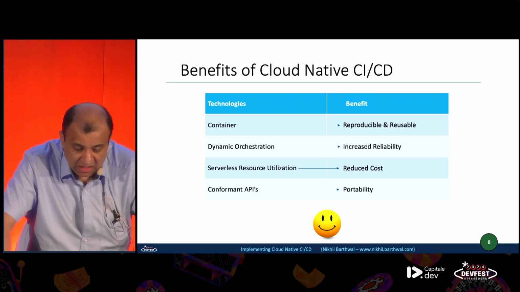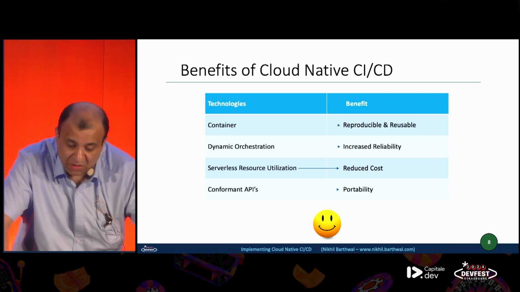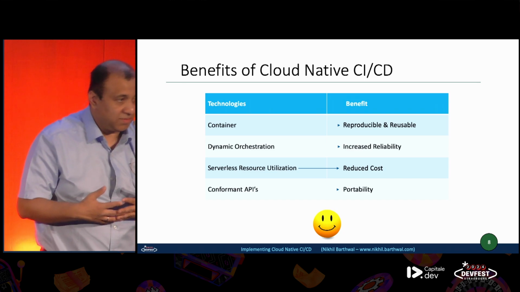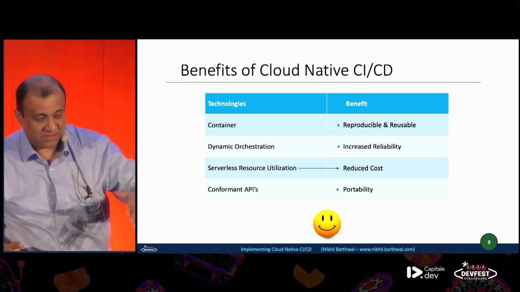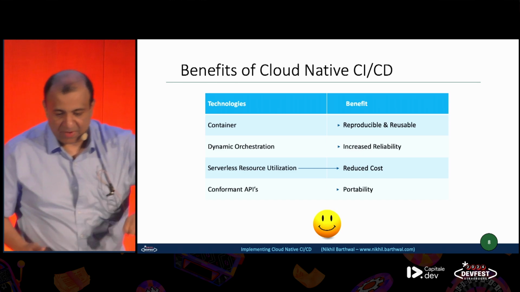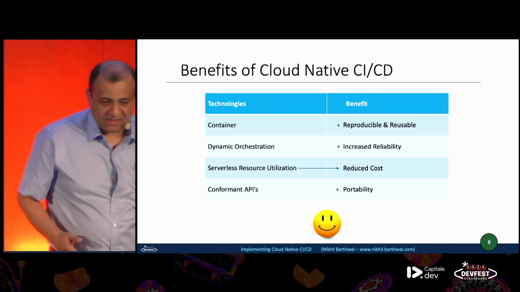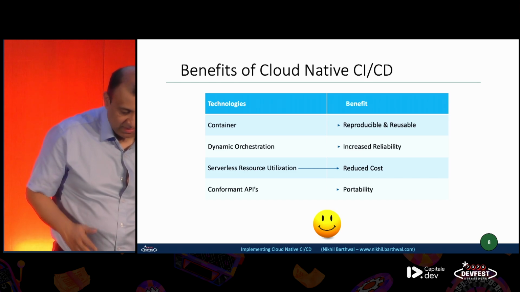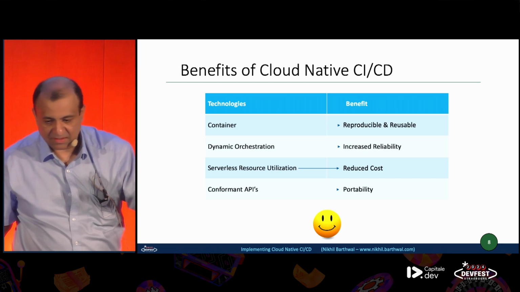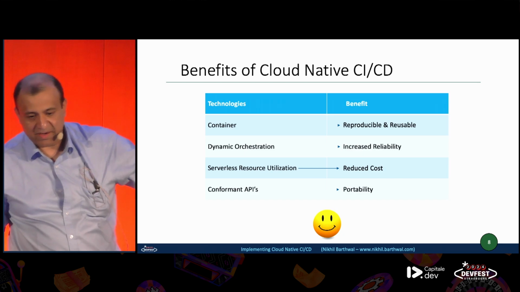Conformant APIs. If I have conformant APIs, I have portability. After all, I'm operating in many different environments, right? Portability can be a concern. Most of the organizations, especially the big ones, are multi-cloud. They have part of it on-prem for various reasons. For example, in the US at least, I don't know about France, but in the US, compliance and so on is a big thing. You can't really put data in the cloud.